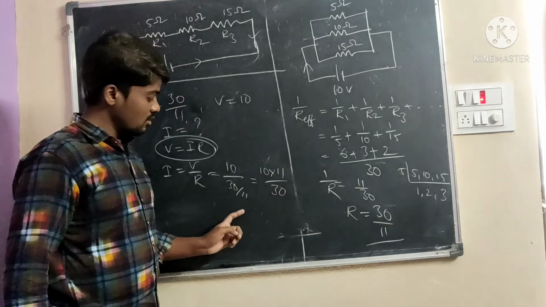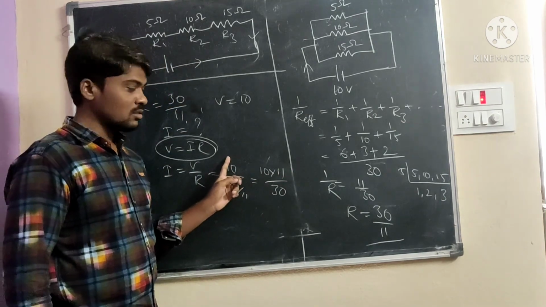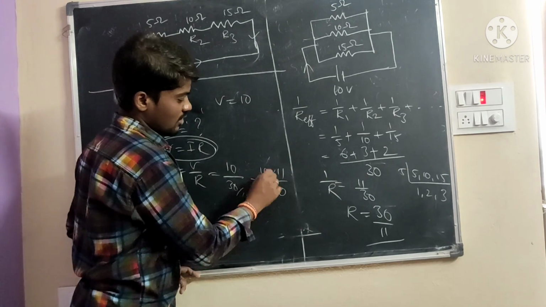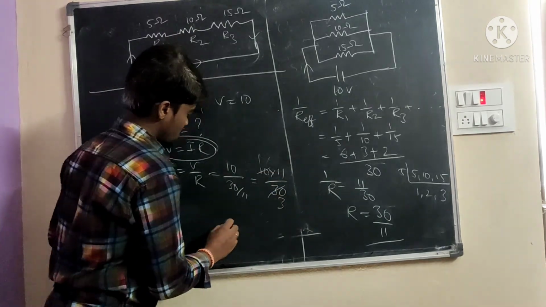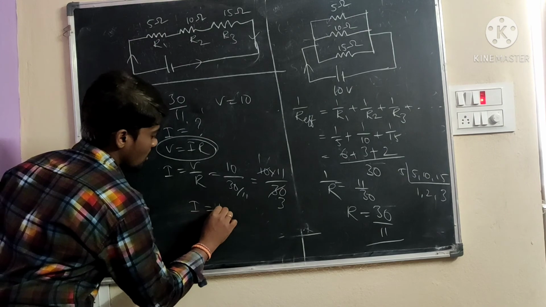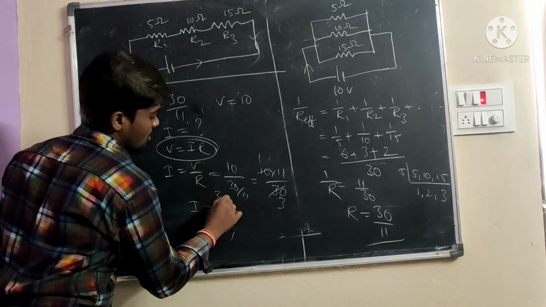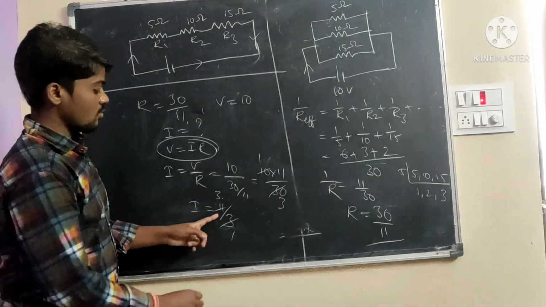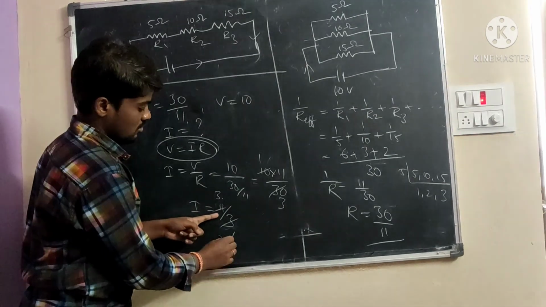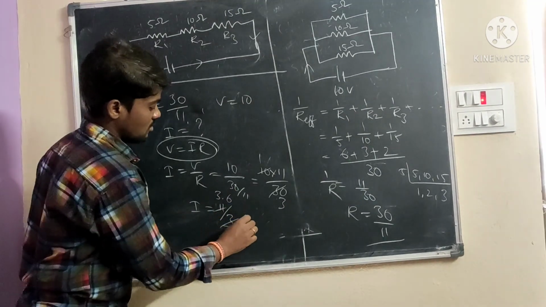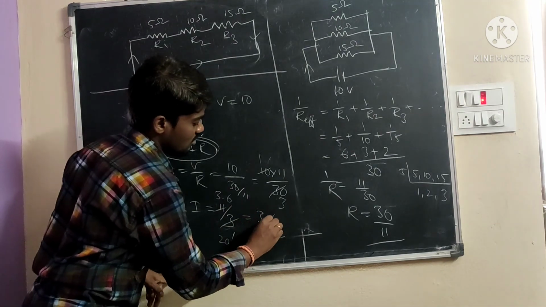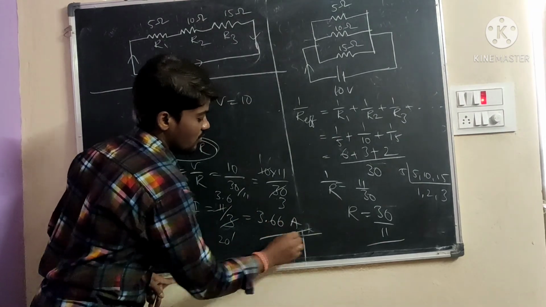Here 11 goes to the numerator. 10 into 11 by 30: 10 ones are 10, 10 threes are 30. I is equal to 11 by 3. 3 threes are 9, with 2 remaining, which gives 3.63 ampere current passing through the circuit.